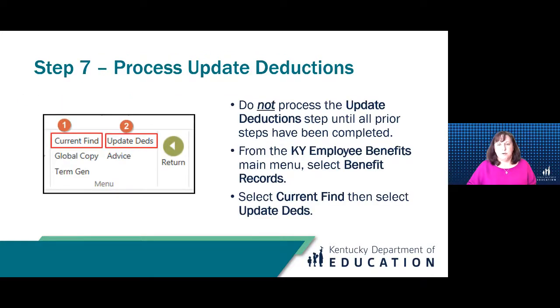Step 7, process the update deductions. So you've moved all your records to active. You'll not want to process this until after all the other steps have been completed. From the Kentucky Employee Benefits menu, you'll select Benefit Records, and that gets you to the active set.